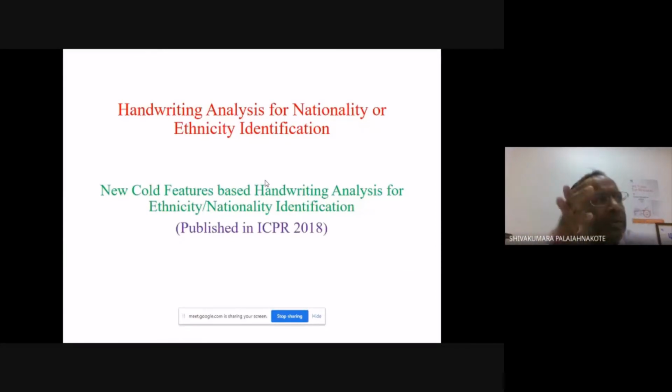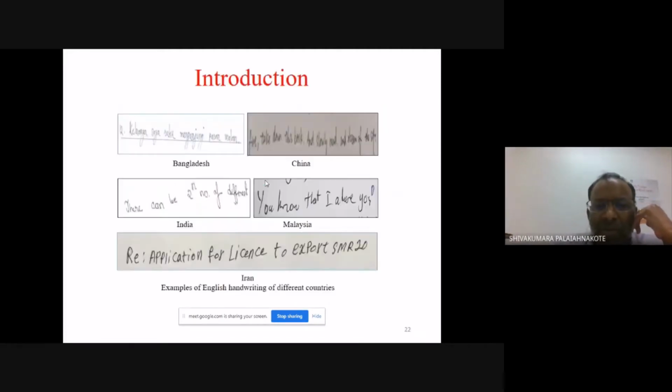Can you imagine? With the help of handwriting analysis, is it possible to say that this guy is from this country? Nationality identification. You don't find many papers, or probably can find only one or two papers. What is the idea behind it? That's what you need to understand here.